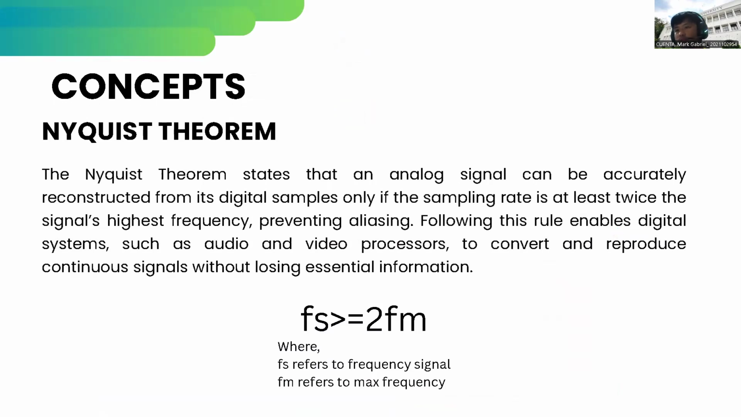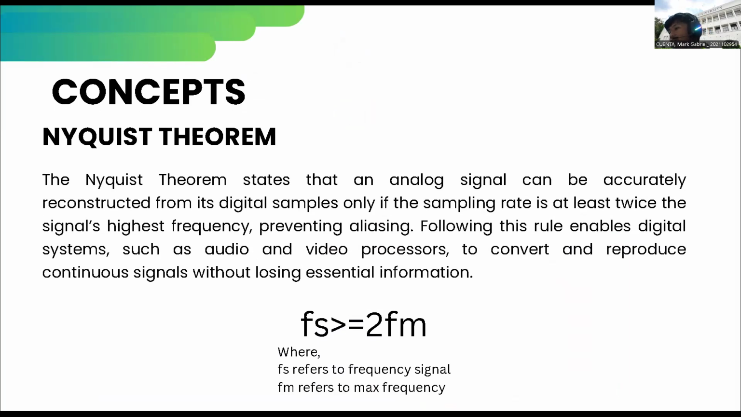So the Nyquist theorem states that to reconstruct an analog signal from its digital samples accurately, the sampling rate must be at least twice the highest frequency present in the signal. This prevents aliasing, a distortion that occurs when high frequency components appear as lower frequency components due to insufficient sampling. By following this rule, digital systems such as those in audio and video processing can convert and reproduce continuous signals without losing essential information.